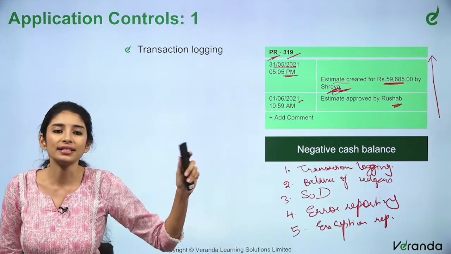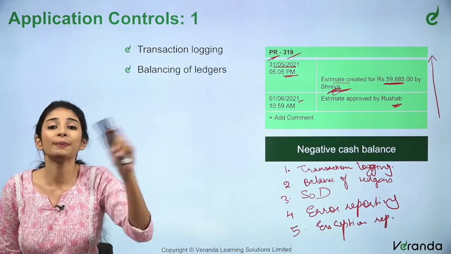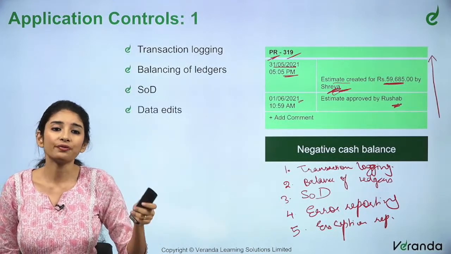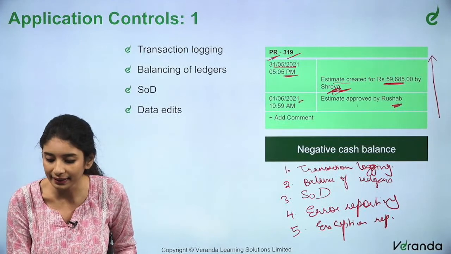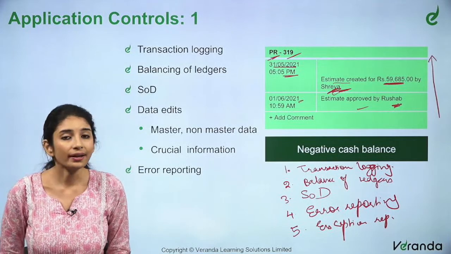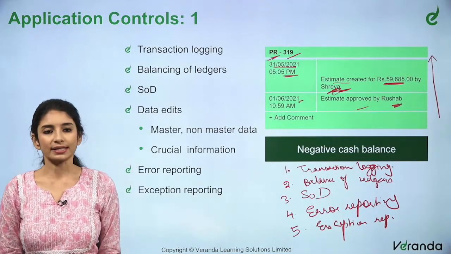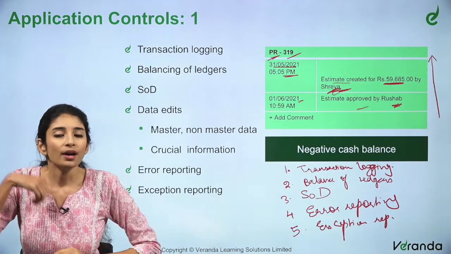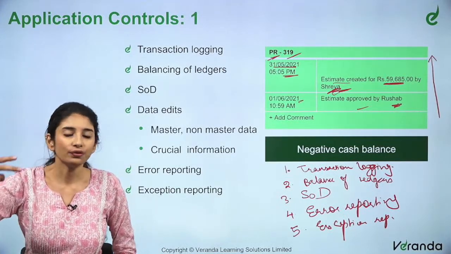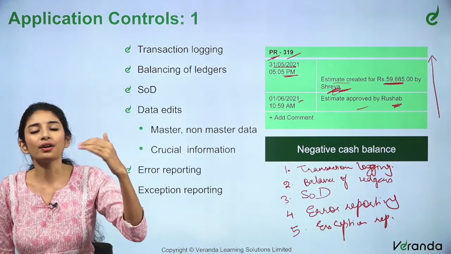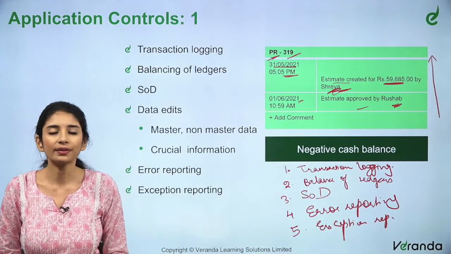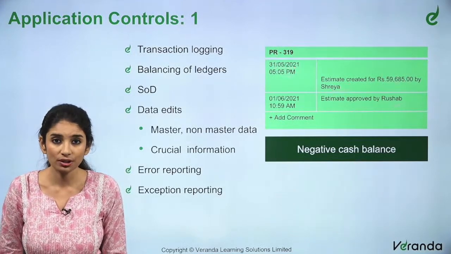Transaction logging. Balancing of debit and credit ledgers. Then I have segregation of duties. After that, I have data edits: who can edit the data? Then I have error reporting and exception reporting. So six points out here: transaction logging, balancing of ledgers, segregation of duties, data edits, error reporting, exception reporting. Clear with the few application controls that are mentioned in your book?